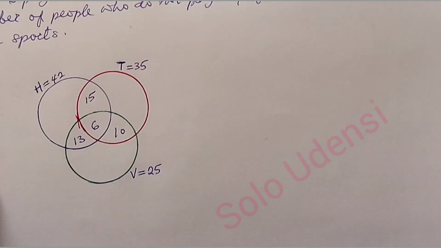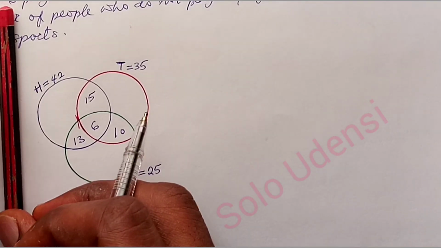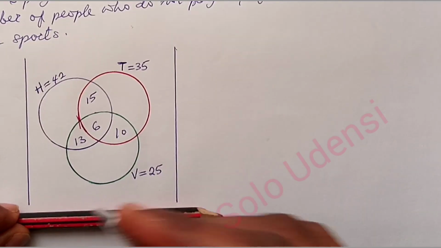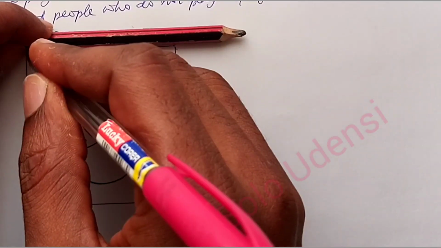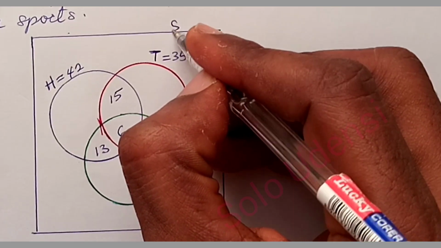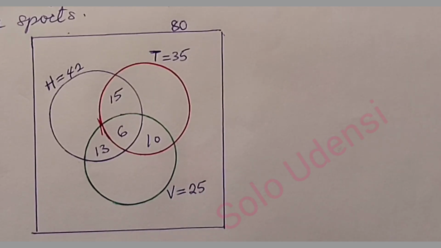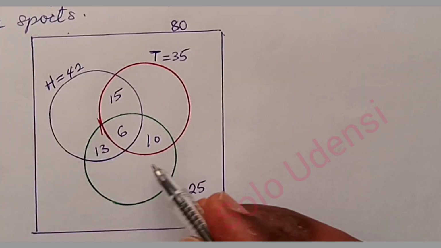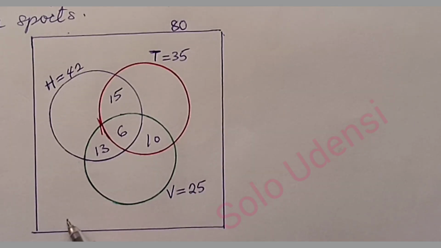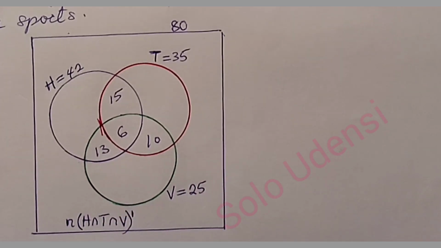So we put it in the universal set, and it is 80 in number, 80 in the sports club. So the people that play neither of these games will be outside here. And the number of people that are in H intersection T intersection V complement. These are the people that do not play any of the games.